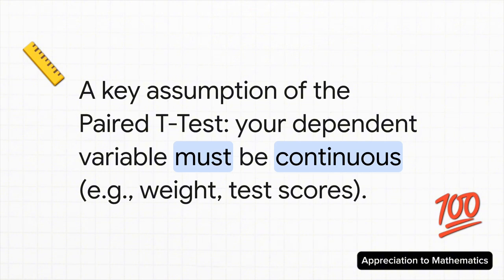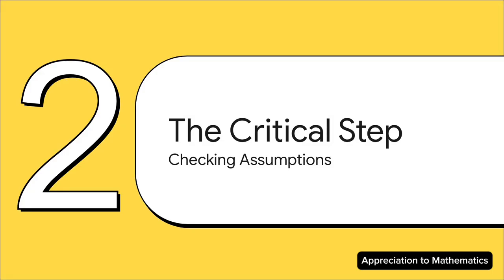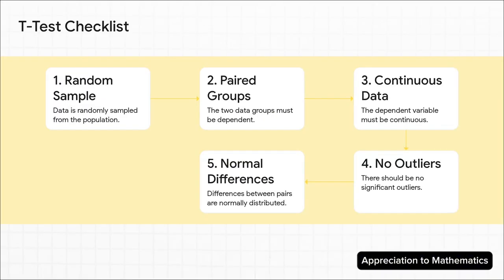But, and this is a big but, it's not enough to just have the right kind of data. You also have to play by the rules. And these rules are what we call assumptions. Honestly, the best way to think about them is like a pilot's pre-flight checklist. It's this crucial list of things you have to check off before you can take off with the T-test. If you skip this step, you're basically asking for a crash landing with your results. So here it is. This is the checklist.